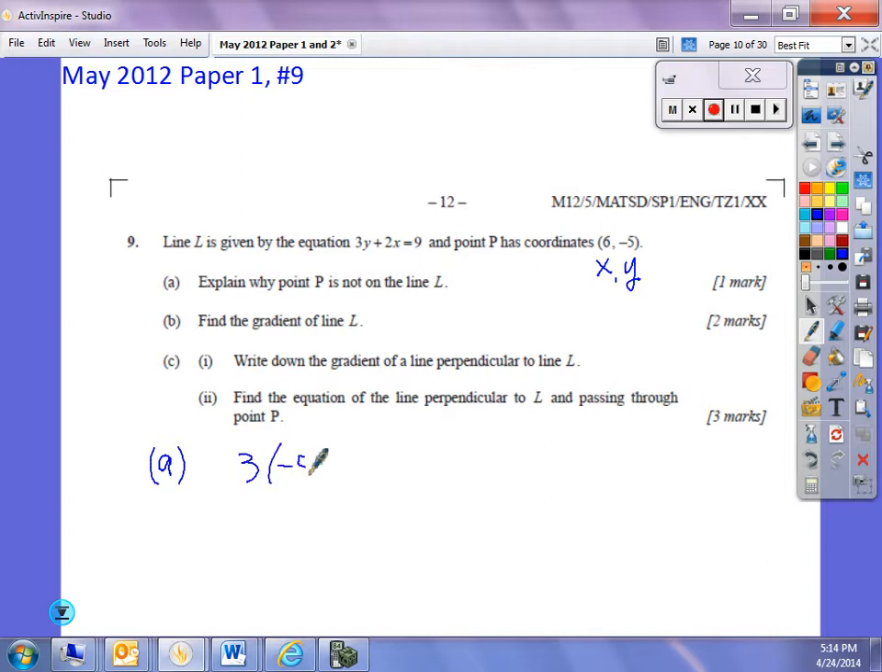3 times -5 plus 2 times the x value of 6 should be equal to 9 if the point is on the line. We've got -15 plus 12, and clearly that's not equal to 9. Therefore, the point is not on the line.